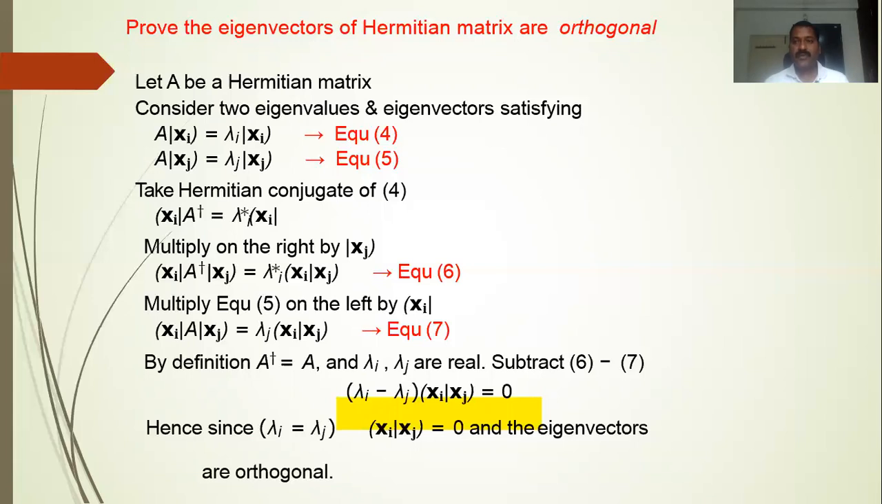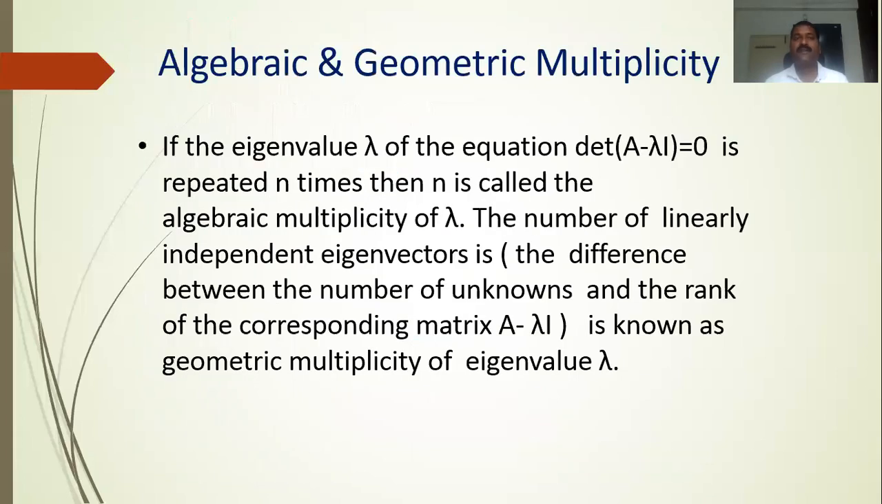So these two important properties we will use in future. What are they? The eigenvalues of a Hermitian matrix, or of a symmetric matrix, are always real, and the eigenvectors of a symmetric matrix are always orthogonal. And we'll see what we mean by geometric multiplicity and algebraic multiplicity.